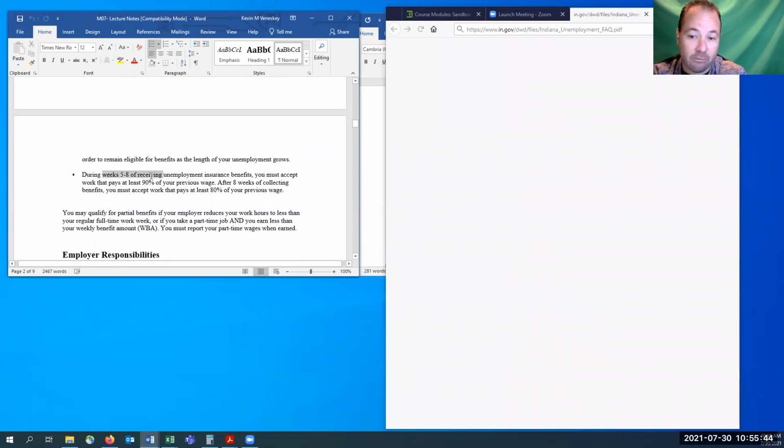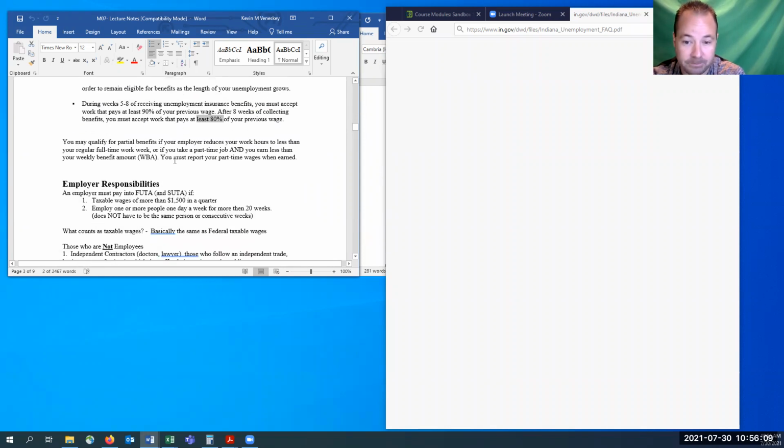And then they specify what that lower rate is. They're saying, okay, after you've been between 5 and 8 weeks of being laid off, you've got to start accepting work that's 90% of what your previous job was. So think if you were making 30,000, 90% of that would be 27. You have to be able to be okay with that. And then after 8 weeks, 80%. So now we're talking 24,000 compared to the original 30.